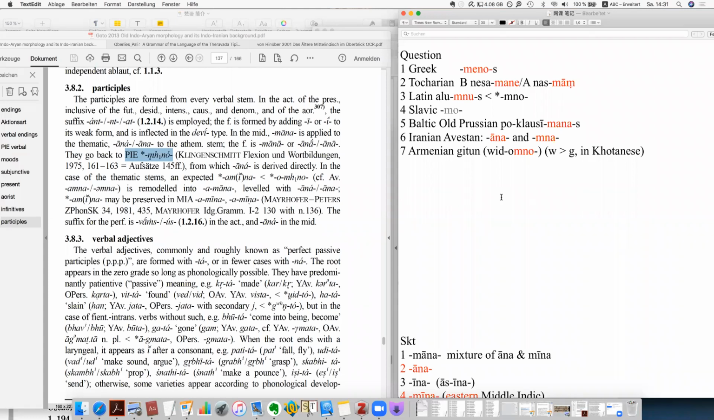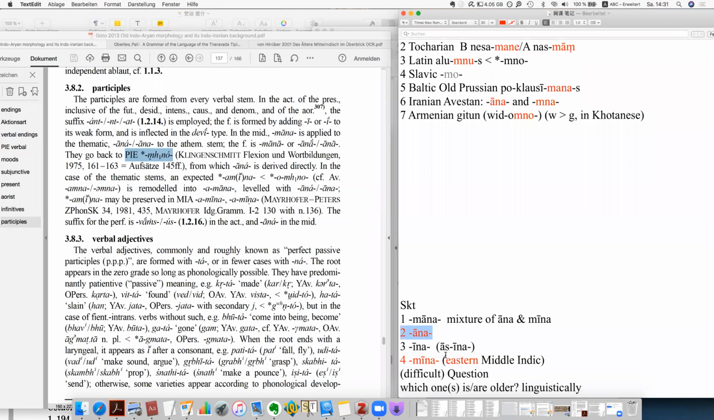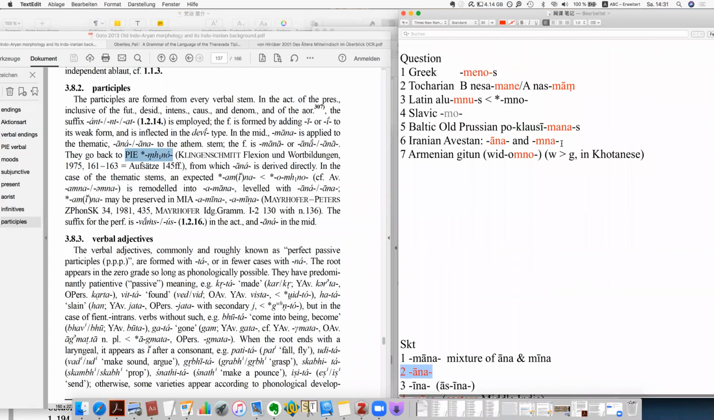Okay, let's move on first to Iranian, because Iranian is mostly closest to Sanskrit, right? So Iranian is, I think this is the same explanation, right? So you have the explanation here. I don't need to explain this one. But what about this one?